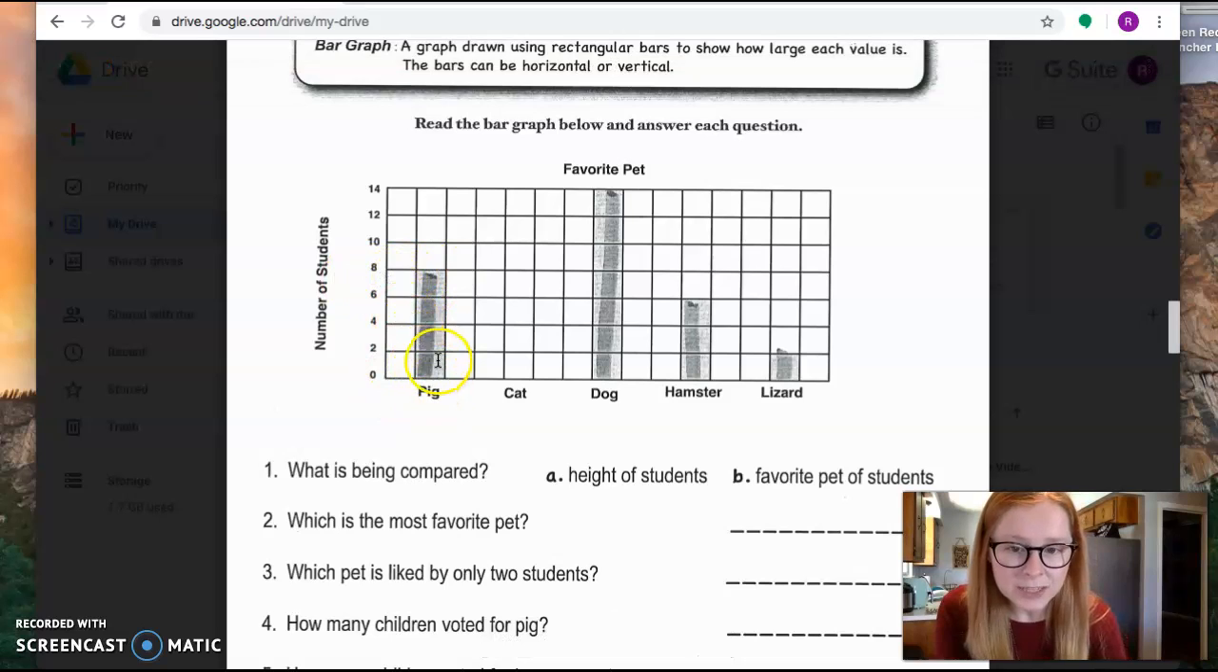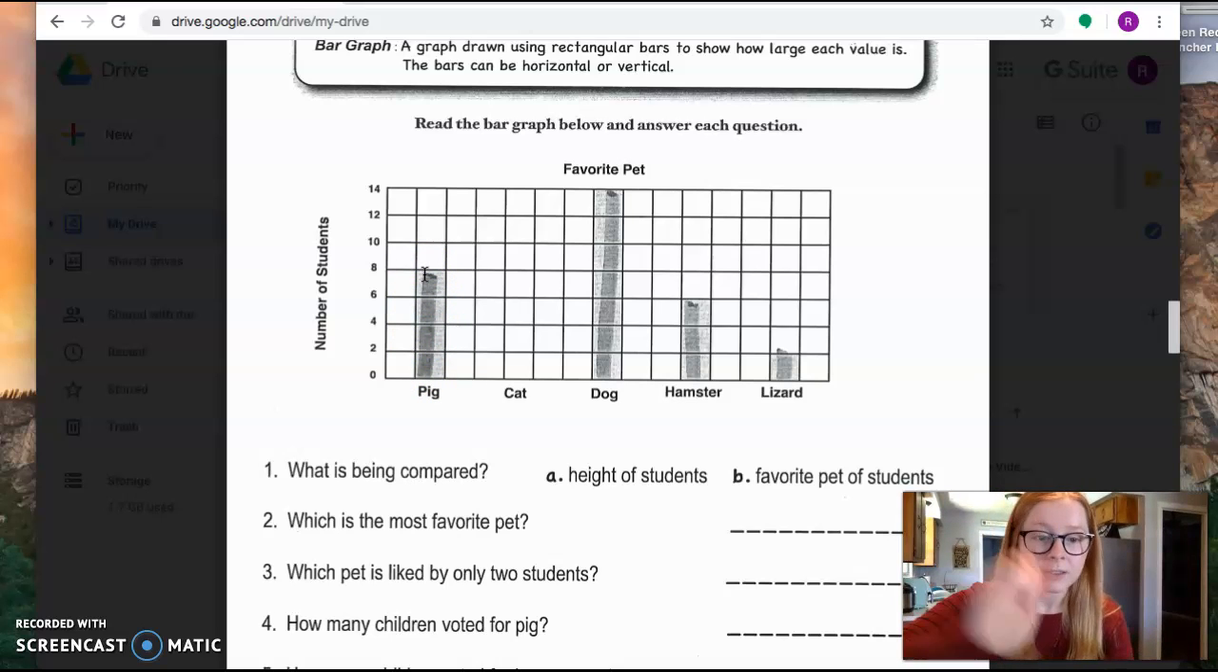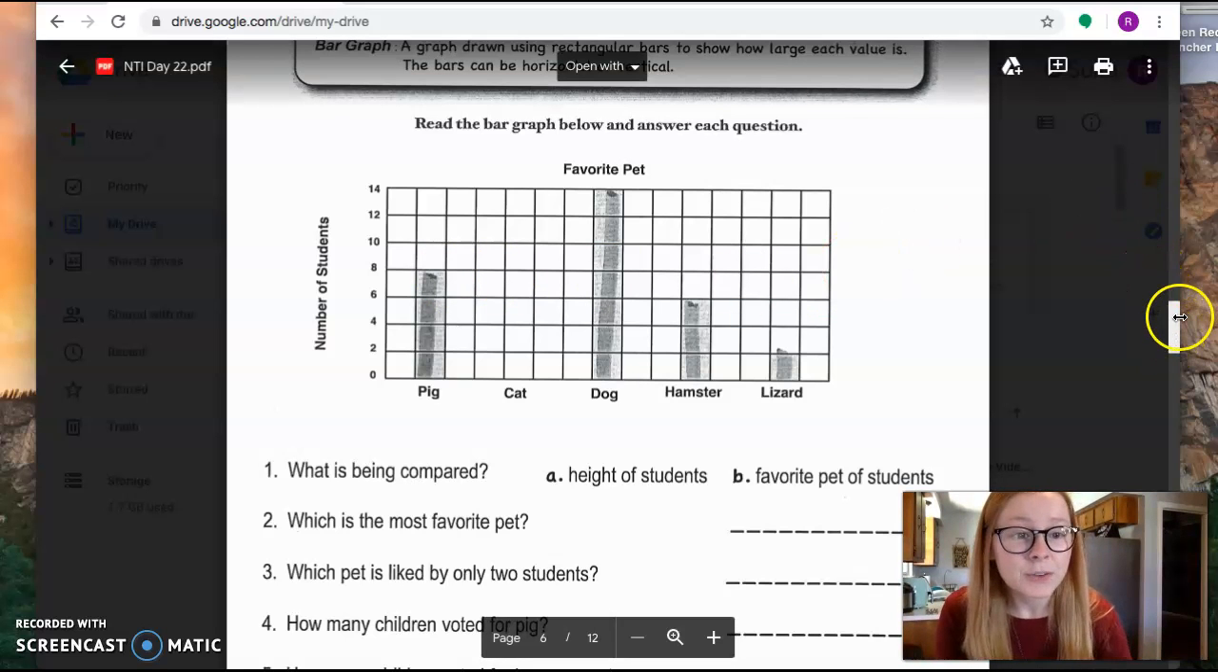So if we look at pig, for example, it goes 2, 4, 6, 8. Skip counting by what? 2. So if you skip count by 2s, you'll be good to go. So that's what you're doing for the bar graph.